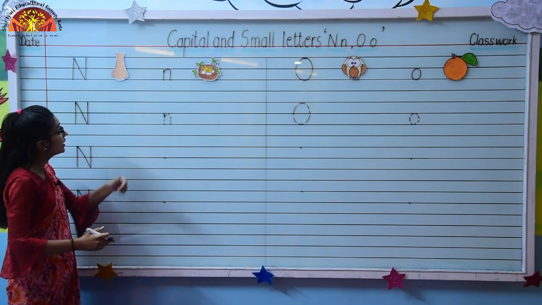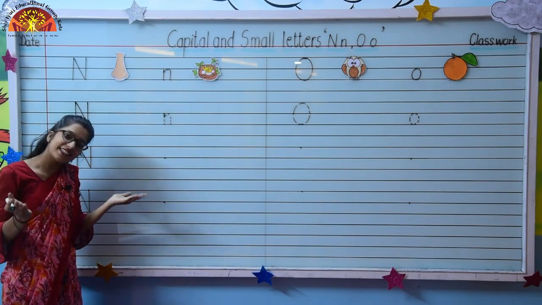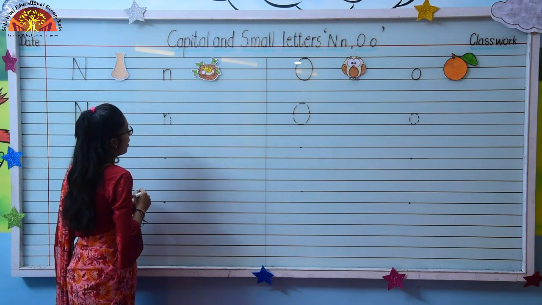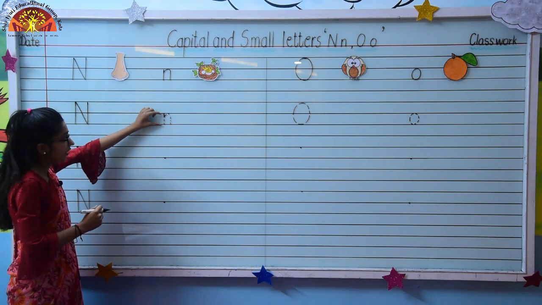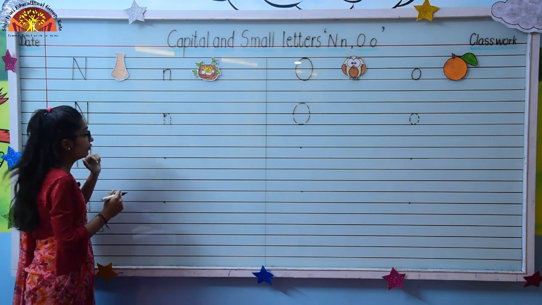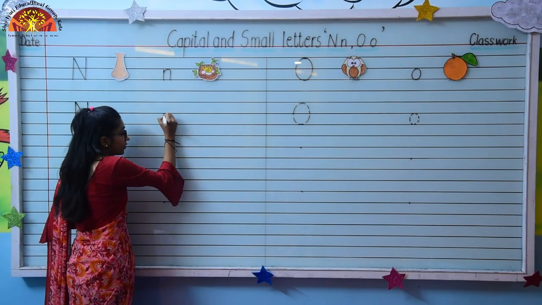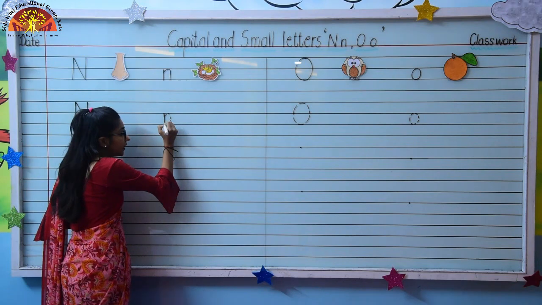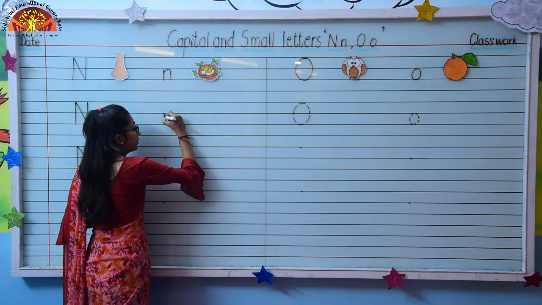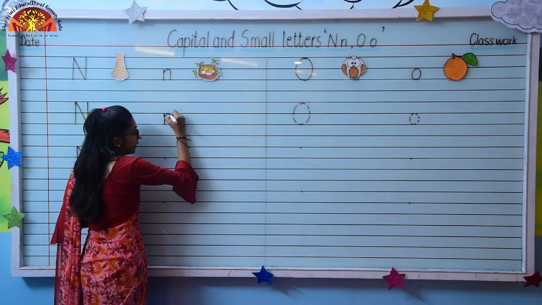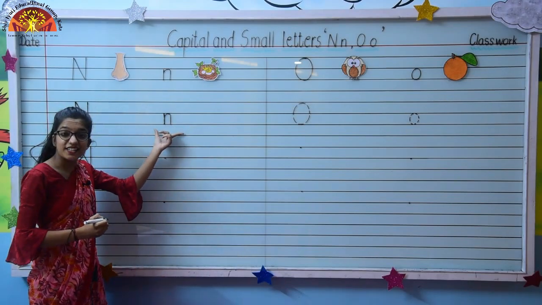Now let's write small letter N. Before that we will do tracing first. Now you have to write in between these 2 lines only. First we make a small standing line like this. Move with the same line, curve, and again a small standing line. This is small letter N.